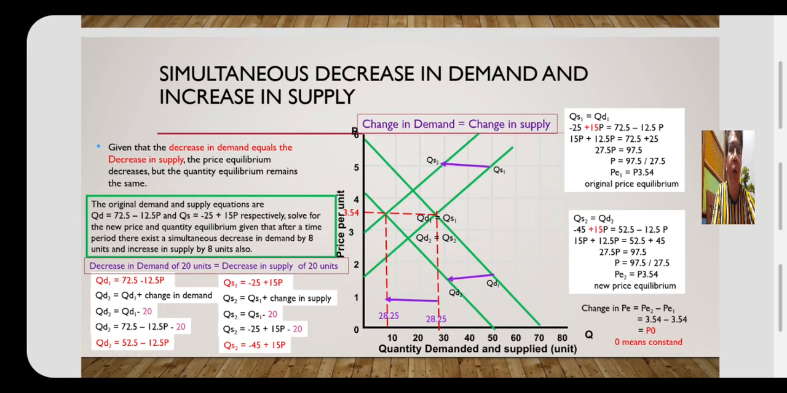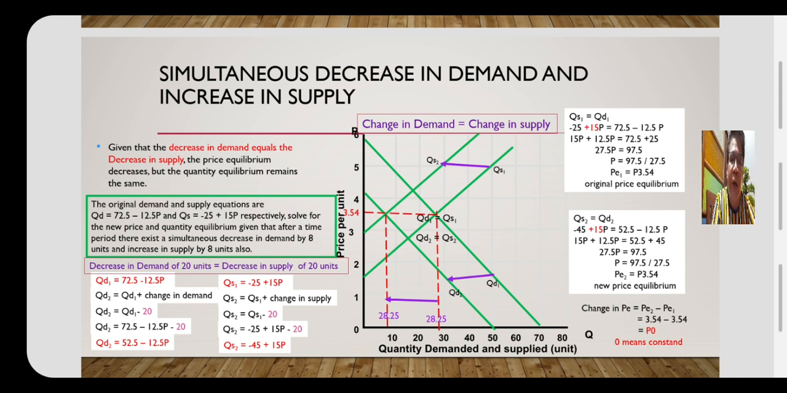Okay, here in this next slide there is both a decrease in demand and a decrease in supply, and the decrease in demand equals the decrease in supply. So how much is the decrease in demand? The decrease in demand is 8 units, and the increase in supply, or rather, yes, this is both decrease. This is a typographical error, as the word increase was not changed to decrease. So I will read this problem statement again and have it redefined.